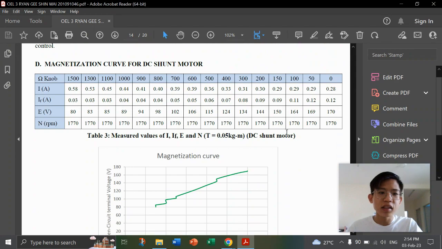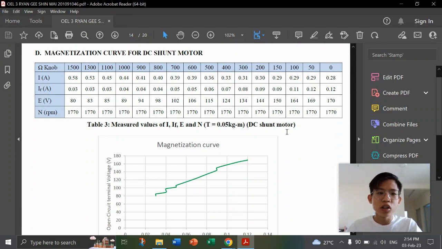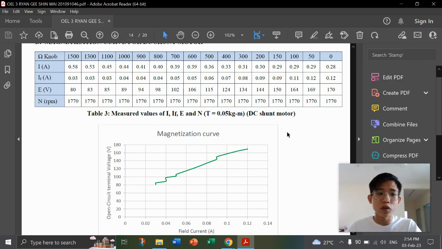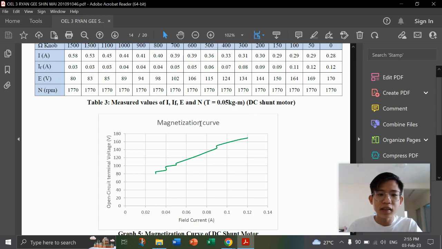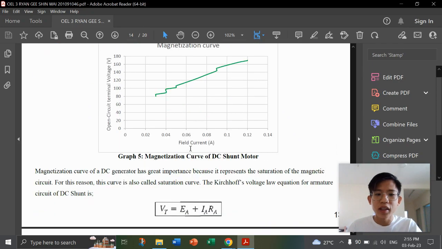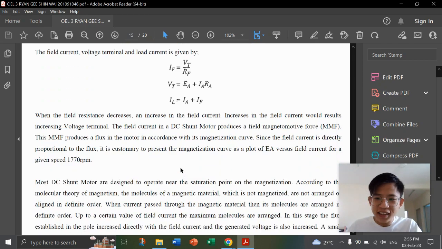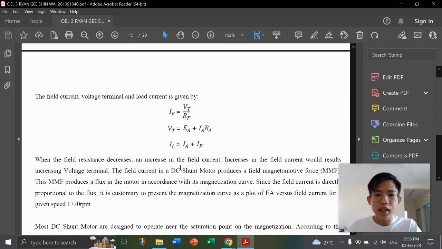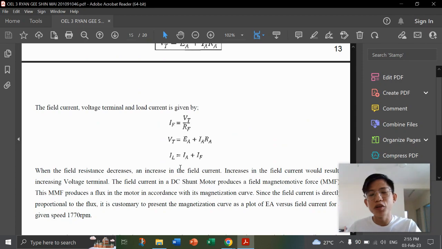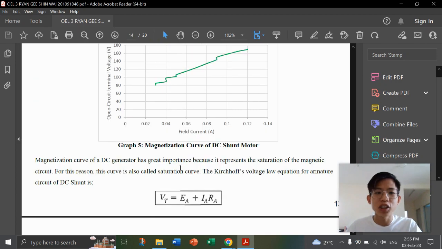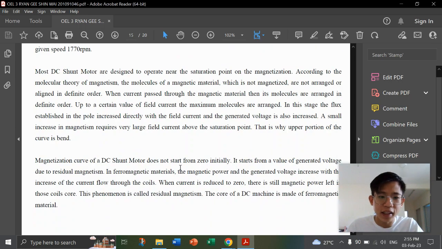Next, we move to the magnetization curve for the DC shunt motor. We fix the speed at 1770 RPM. This is the magnetizing graph, and this is the practical result, where when your field current increases, your open circuit terminal voltage also increases. From the calculation, when your RF decreases, your IF increases. When your field current increases, your flux increases. When your flux increases, your open circuit terminal voltage increases as well, because they are interrelated.